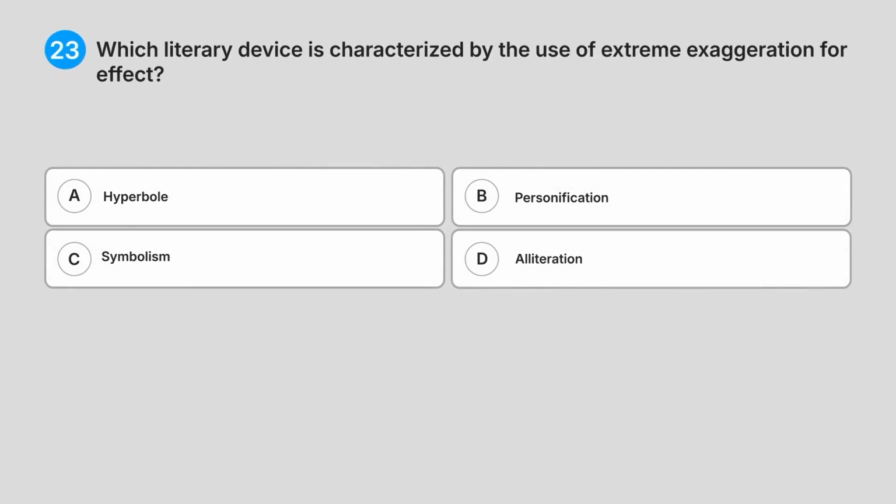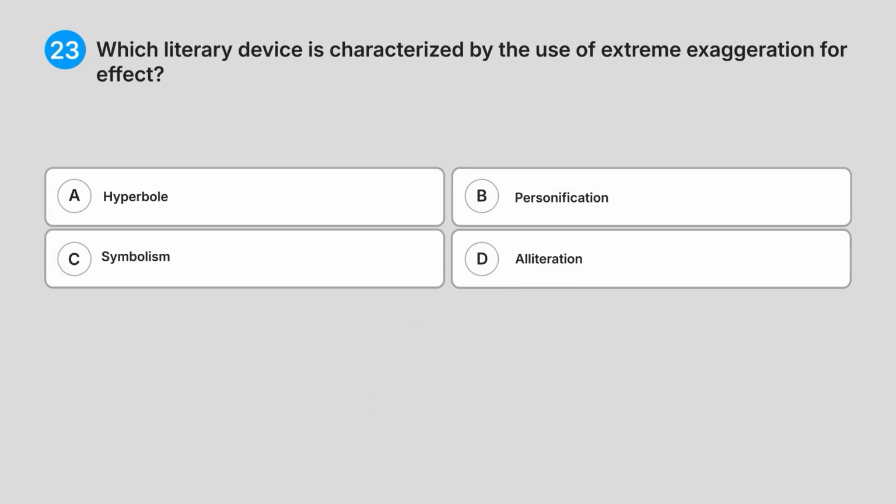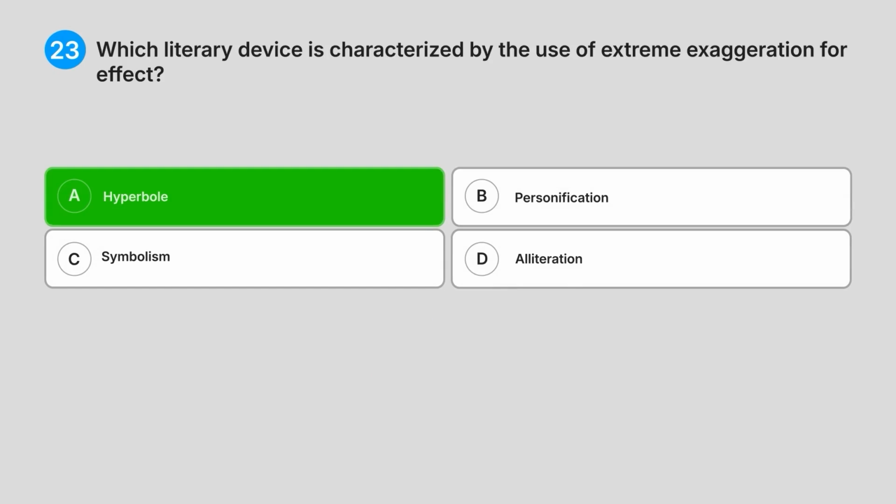23. Which literary device is characterized by the use of extreme exaggeration for effect? A. Hyperbole. B. Personification. C. Symbolism. D. Alliteration. What do you think is the answer? Correct answer, A. Hyperbole.